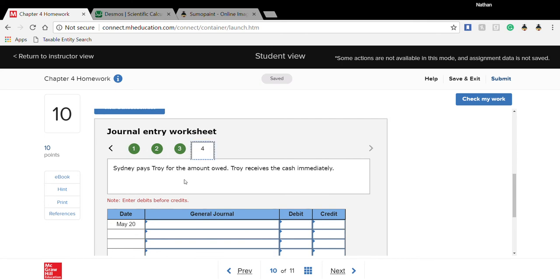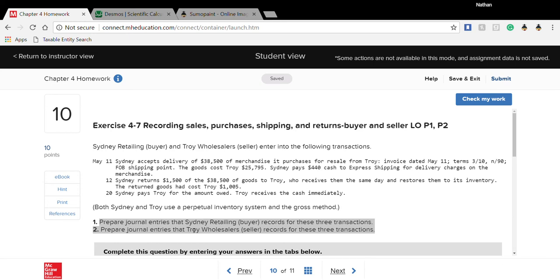All right, so last one, question 4. Sydney pays Troy that amount. Troy receives the cash immediately. Okay, so is it within the discount period? Do we have a discount? Well, first off, we do have 3/10. So if we pay within 10 days, so we had May 11th, we paid it on May 20th. With that being said, that's 9 days. We did good. We have 3%. So again, 100 minus 3%, we're going to times it by 0.97 or 97%.